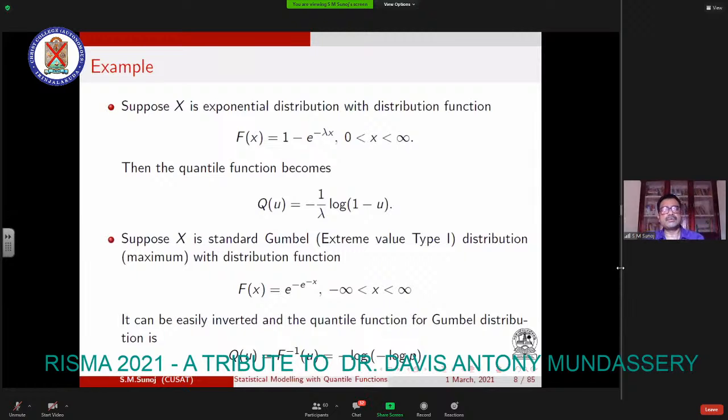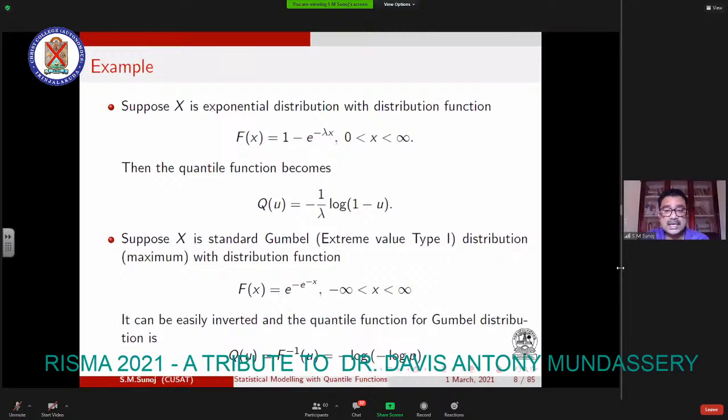Now let us move to explaining the use of this quantile function using some standard distributions, and then move to some unique models, which are unique to the quantile setup. Suppose X is exponential with distribution function F(x) = 1 minus e raised to minus lambda x, lambda greater than 0 and 0 less than x less than infinity. Then the quantile function is given by minus 1 by lambda times log of 1 minus u.